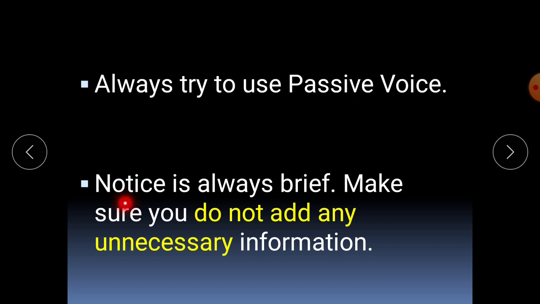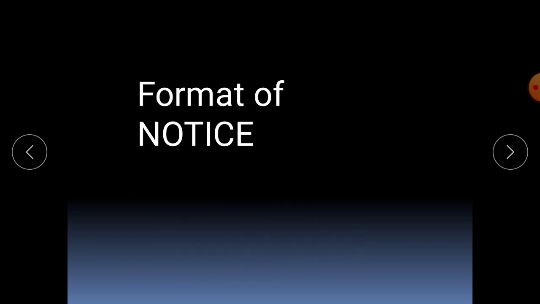Then, beta, a notice is always brief. What does this mean? Brief means make sure you do not add any unnecessary information. Don't write down your imagination. Just write down whatever is asked from you. So now let's discuss the format of a notice.